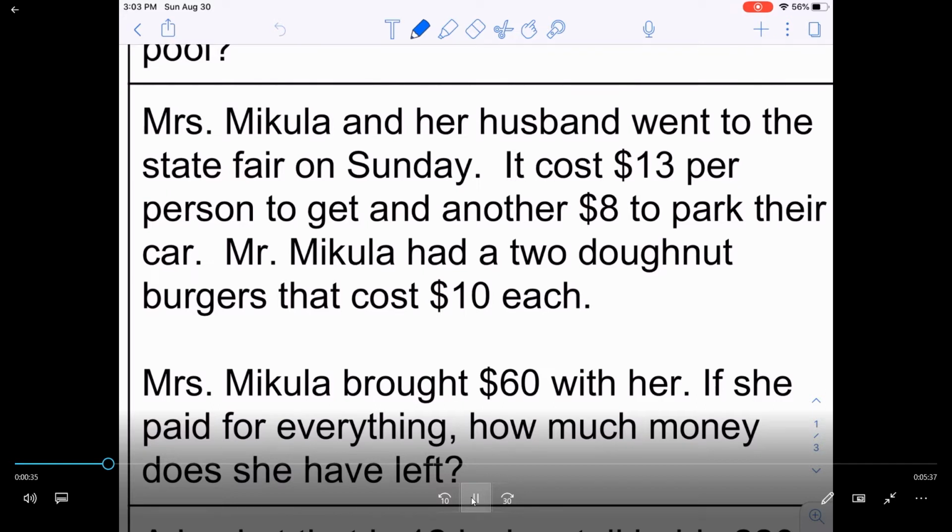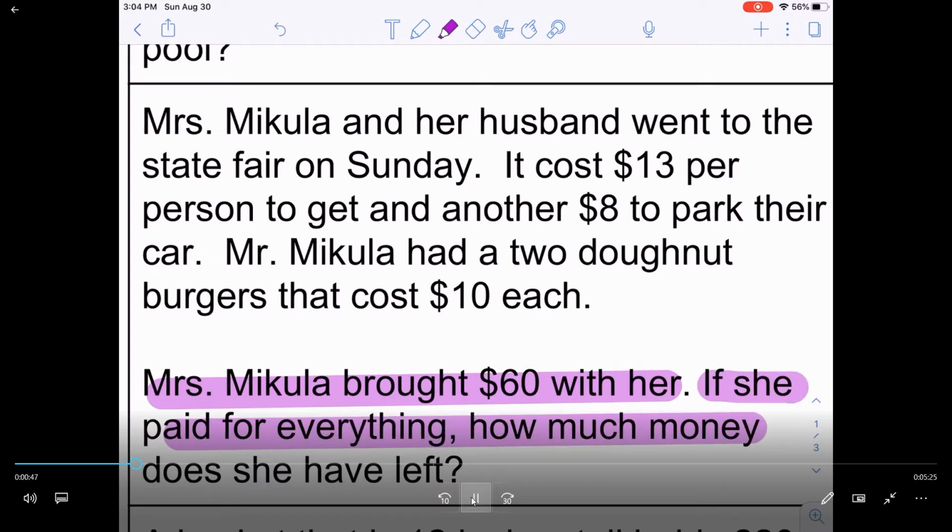So you've read the problem. The next thing is you want to identify the question. The question is down here. If she paid for everything, how much money does she have left? So the word left indicates that you're going to do subtraction at some point. The way I like to look at this is that I like to know the important things in there. So she had $60, right? That's important. It costs $13 per person. It's $8 to park their car. And it's $10 each. Those are all the important things in there.